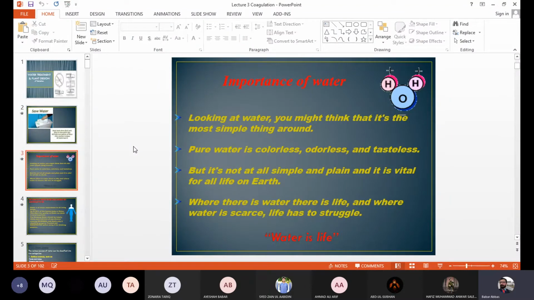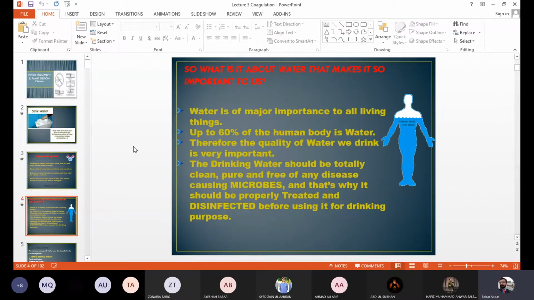So coming back to our topic, importance of water. Looking at water, you might think it's the most simple thing around you, and it being common doesn't make it non-important. Pure water is colorless, odorless, and tasteless, but it's not all that simple and plain, and it is vital for all life on earth. Where there is water, there is life, and where water is scarce, life has to struggle. So overall, we can say that water is life.